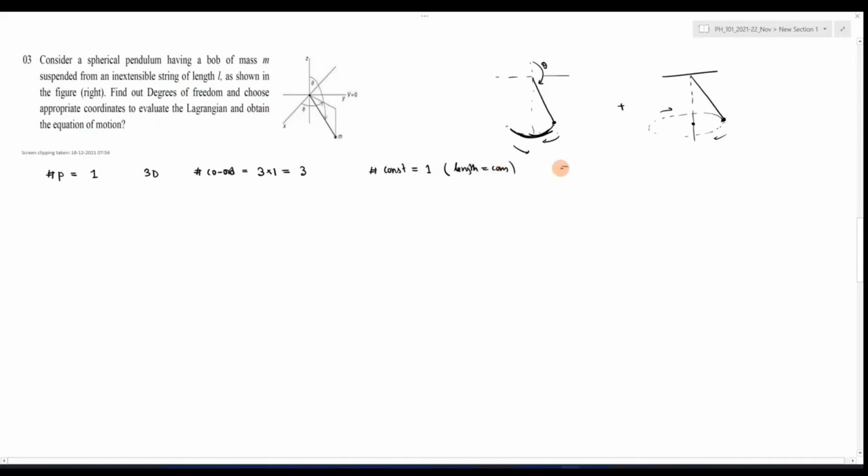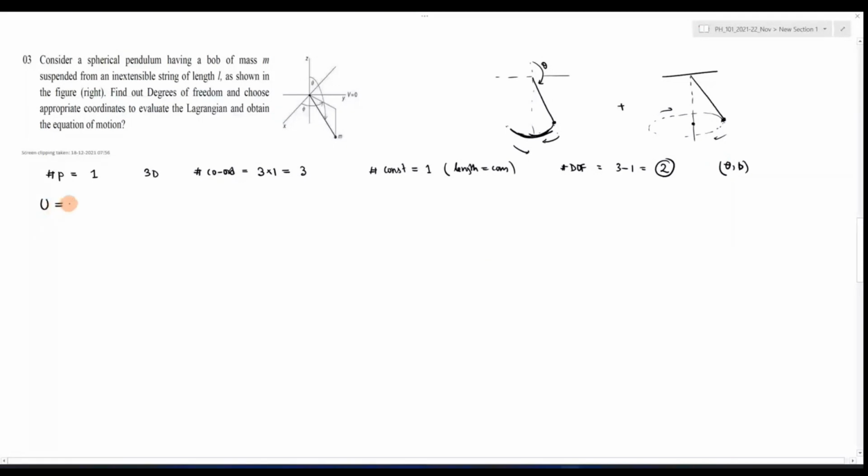So what will be the degrees of freedom? Total number of coordinates minus the constraint, which is 3 minus 1, so total 2. Which generalized coordinates will you use? r, theta, phi in the spherical coordinate system. Theta and phi, whatever is given in this figure. So we will be using theta and phi as generalized coordinates.